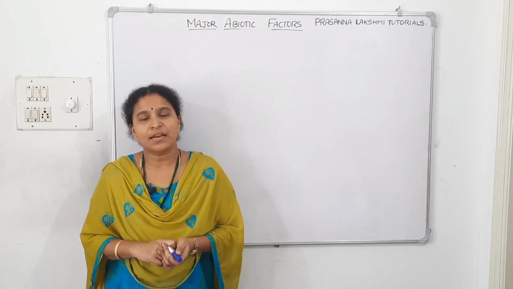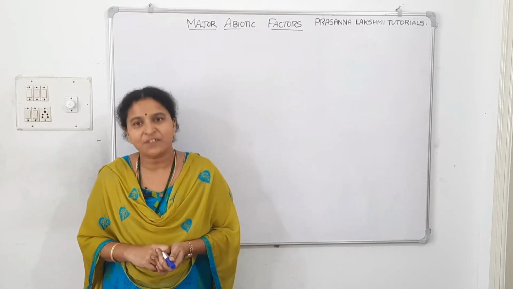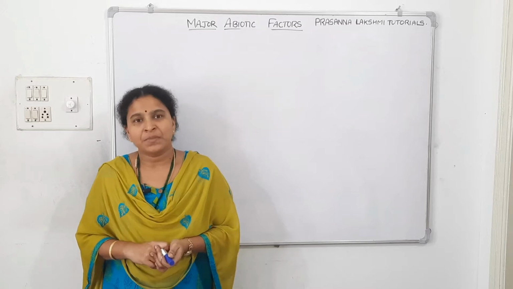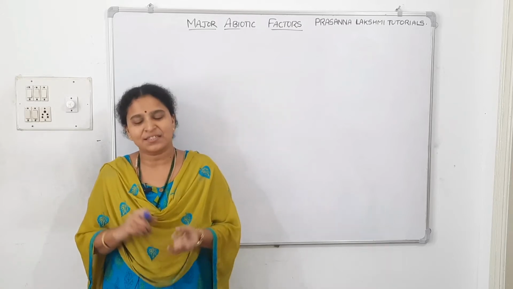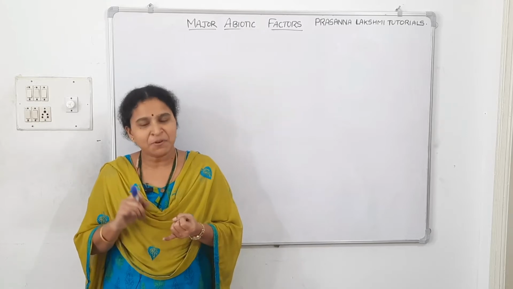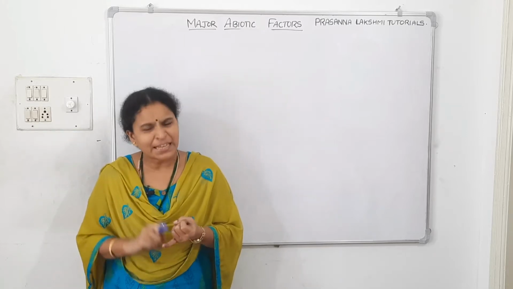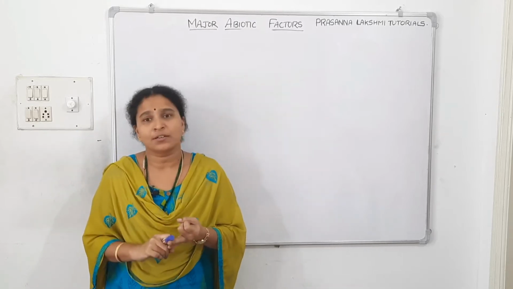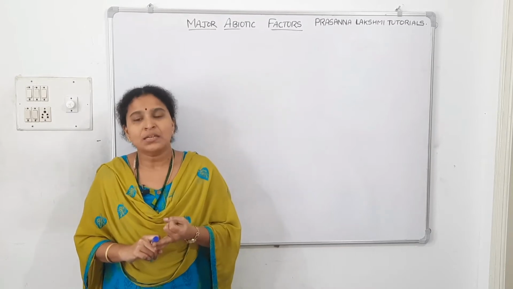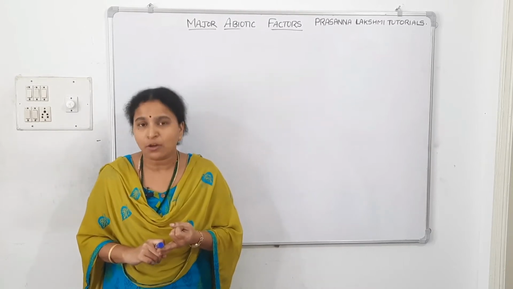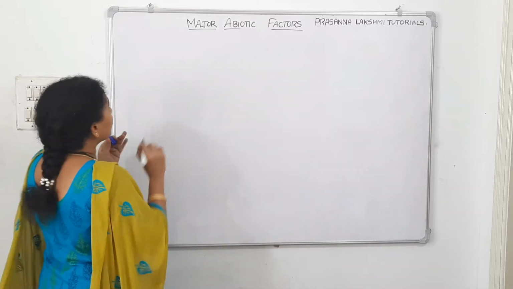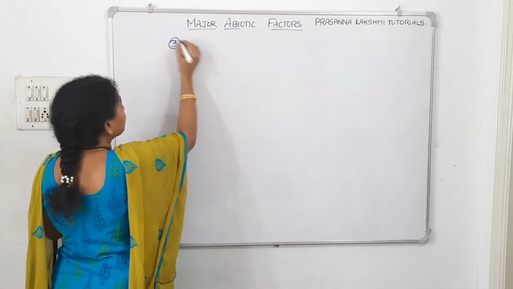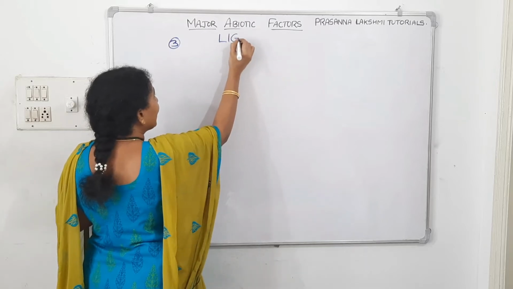Now in this session, let us discuss the third abiotic factor, which is light. In lecture number 4, we discussed the first abiotic factor, which is temperature. In lecture number 5, we discussed the second abiotic factor, that is water. Now in lecture number 6, let us discuss the third abiotic factor, which is light.